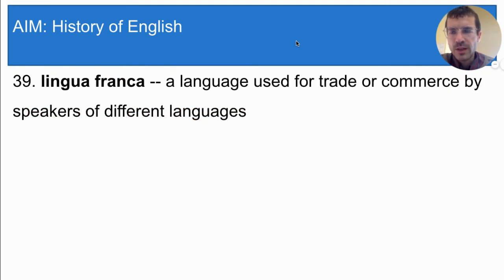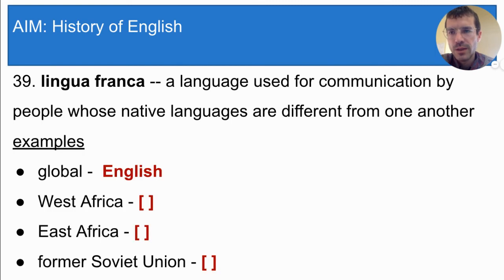English has also become a lingua franca, a language used for communication by people whose native languages are different from one another. Lingua francas vary by region depending on which country or empire has power and influence in that region. Globally, English is today's lingua franca. For example, when leaders from around the world meet for diplomatic talks, they usually speak to each other in English.